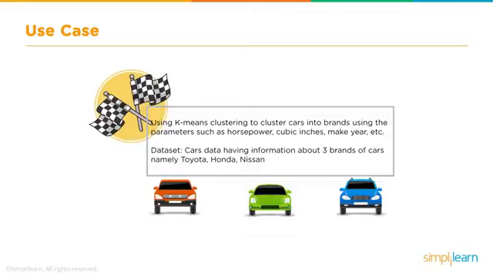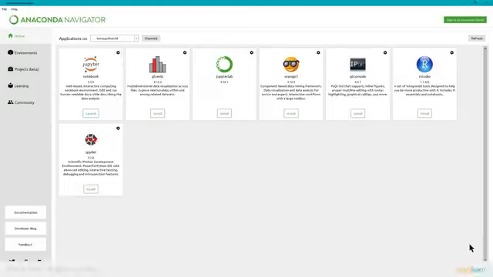So let's take this, and we're going to use a use case using k-means clustering to cluster cars into brands using parameters such as horsepower, cubic inches, make, year, etc. So we're going to use the dataset cars data, having information about 3 brands of cars, Toyota, Honda, and Nissan. We'll go back to my favorite tool, the Anaconda Navigator with the Jupyter Notebook. And let's go ahead and flip over to our Jupyter Notebook.